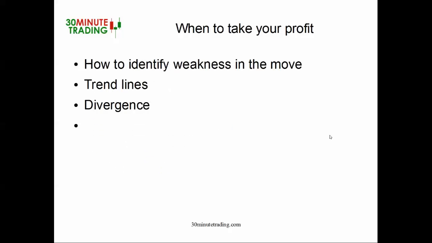You have to be able to identify weakness in the move, and therefore when you're going to take the profit, and whether the trend lines, divergence, and other indicators might give you indication of that. The Cato indicators actually do give you indication of early weakness and allow you to manage your trade very well.